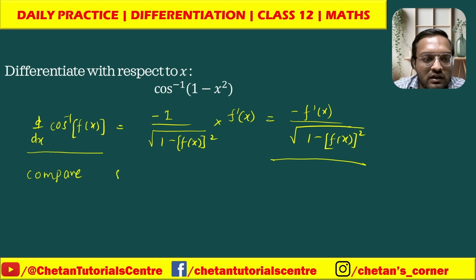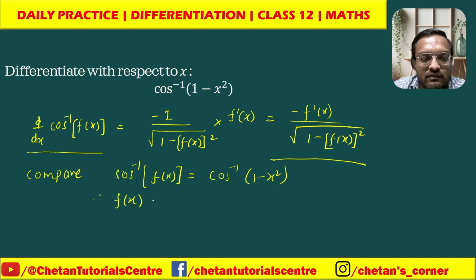Compare cos inverse of f of x with cos inverse of 1 minus x square. Then what we will get? f of x will be equal to 1 minus x square. Now I will differentiate this function of x with respect to x. Then what I will get?